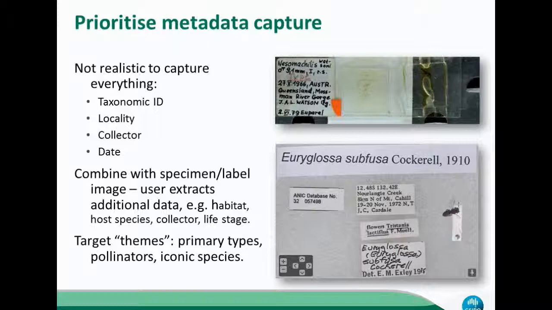We don't necessarily need to spend the time entering all that information in. So perhaps prioritising it to the identification, the locality, the collector and the date, and then supplying an image of the label puts the power in the user's hands to extract any additional information if and when they need it.